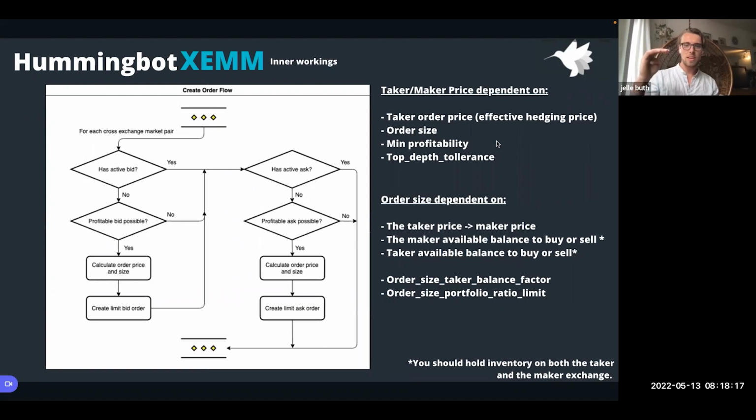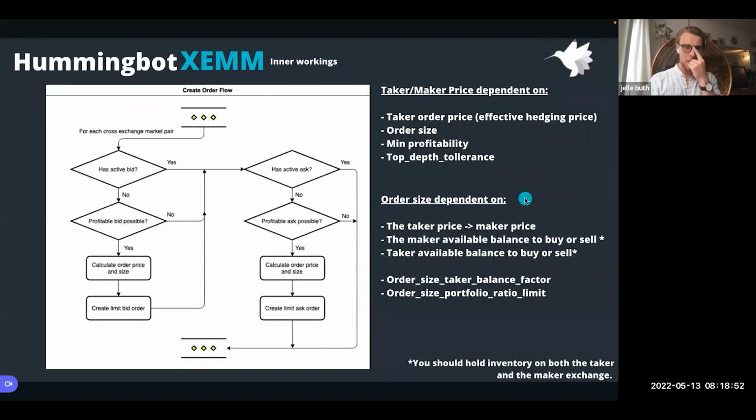Once it has observed that effective hedging price and it knows at what price it can buy and sell, it will add a minimal profitability level to that price, and that will be your maker price initially. And then there's another factor which is important, your top depth tolerance, which works just like the optimization for the pure market making strategy, which leaves out some dust orders on the order book. So you can maintain the top spot except for a specific amount of orders. So the most important thing is it will calculate the effective hedging price and then add the minimal profitability level to it. And that determines your maker price.